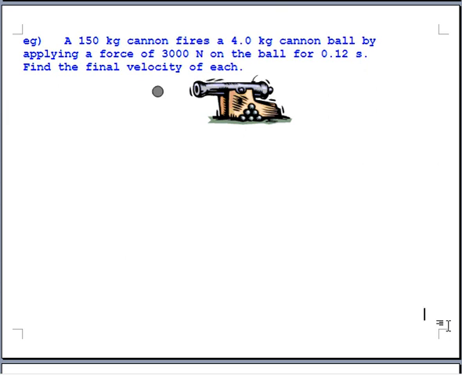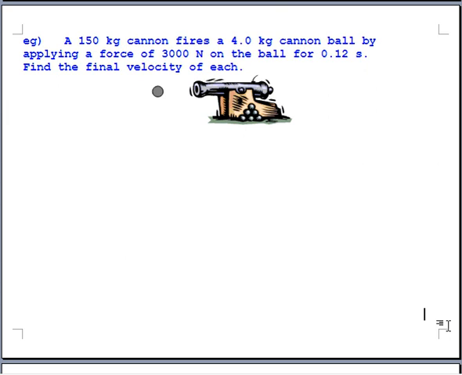So I've got an example here that might help you do some of the homework actually from the last box. That number 9 and 10 that I said maybe we could do together on Zoom. Maybe we've had a chance to do this by the time you watch the video. If not, feel free to ask about it when we do touch base. We have got a 150 kilogram cannon firing a cannonball by applying a force of 3,000 newtons on the ball for a little over a tenth of a second.